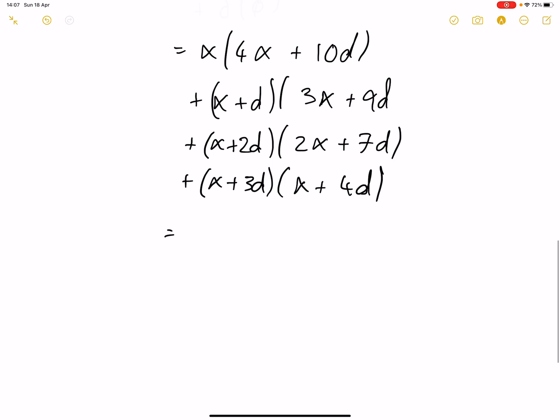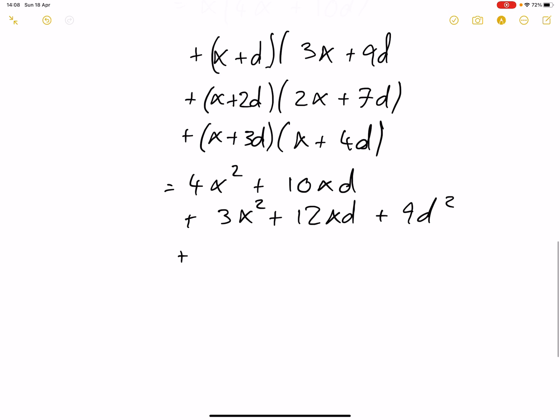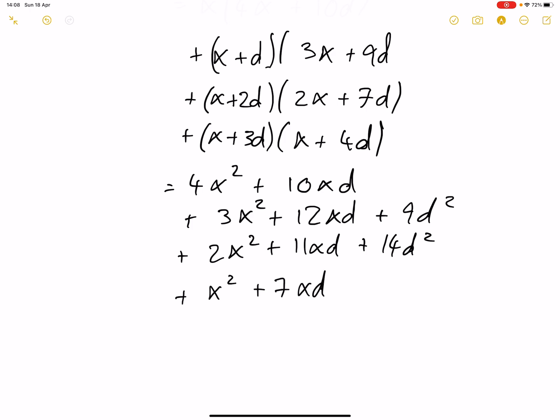So that comes out as 4 alpha squared plus 10 alpha d, fairly easy so far, plus 3 alpha squared plus 12 alpha d, that's just 3 alpha d here, and the 9d times alpha, plus 9d squared, plus 2 alpha squared plus 11 alpha d, and that's because 2d times 2 alpha is 4 alpha d, and alpha times 7, so 7 plus 4 is 11, plus 14d squared, and the next one is alpha squared plus 7 alpha d, that's just 3 plus 4, plus 12d squared.